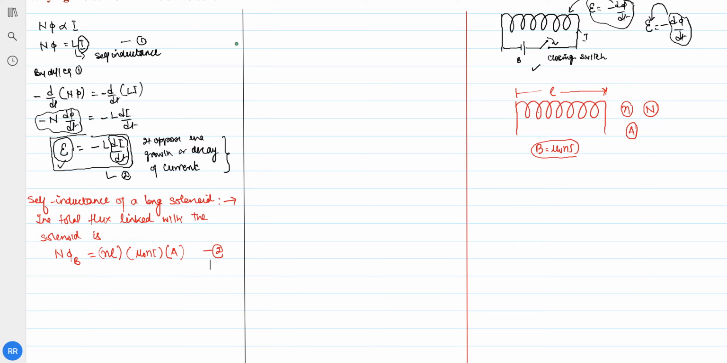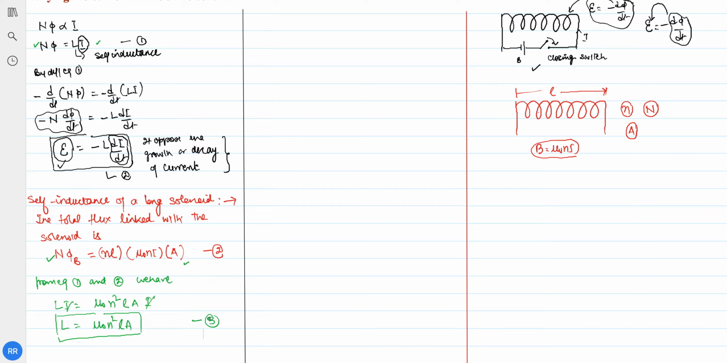So now from equation 1 and 2 we have, look carefully, left hand side is same so right hand side will also be same. You can write here L times I is equal to mu naught n square L A times I, I will cancel. Coefficient of self induction is equal to mu naught n square L A. So this is the coefficient of self induction, and this is equation number 3.